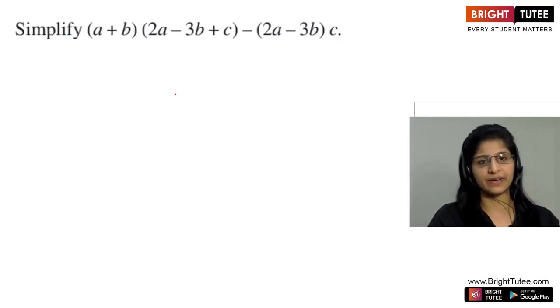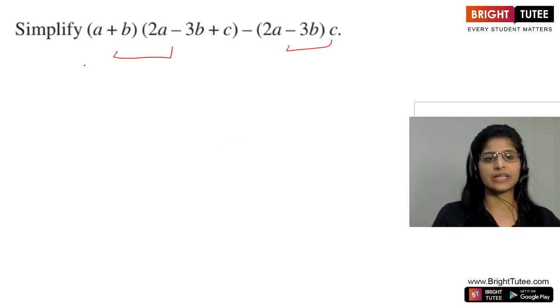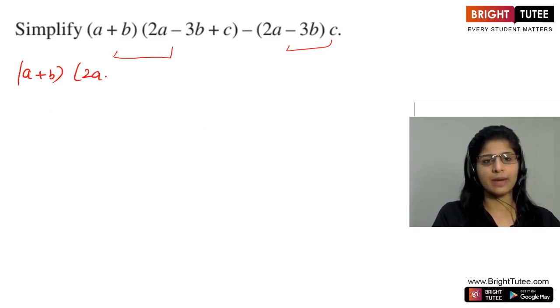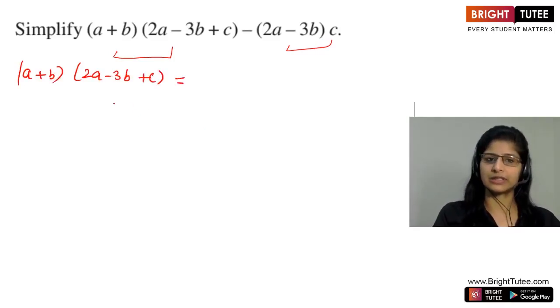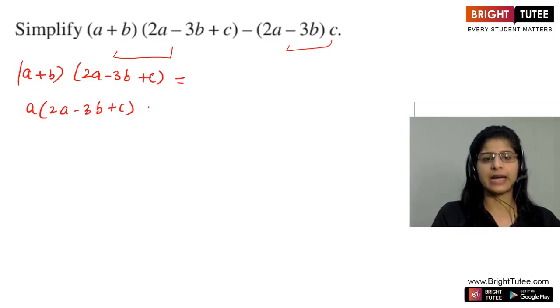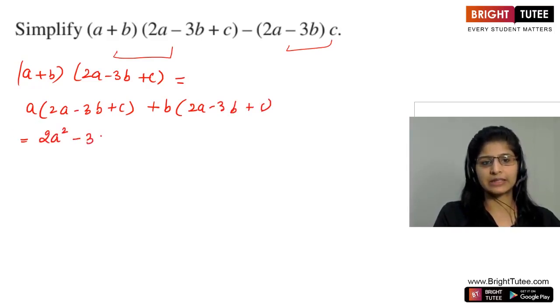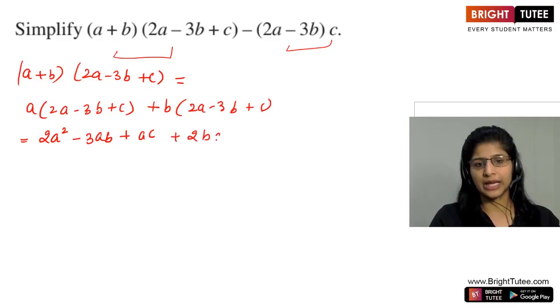Now here we have to simplify. First of all, we need to multiply these and then we need to combine the like terms, right? So let us first simplify the first one, that is a plus b, into 2a minus 3b plus c. First of all, we will solve this. So first a will get multiplied with 2a minus 3b plus c, then b will get multiplied with 2a minus 3b plus c. So multiply a with 2a, 2a square, minus 3ab, plus ac, right? Plus 2ba, minus 3b square, and with c, if we multiply b, we will get plus bc.